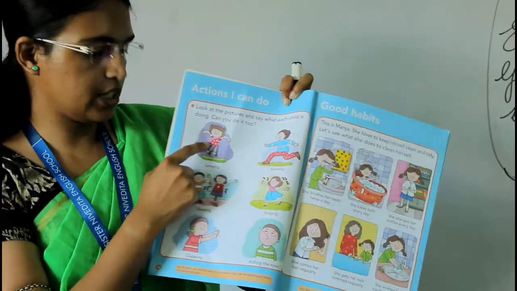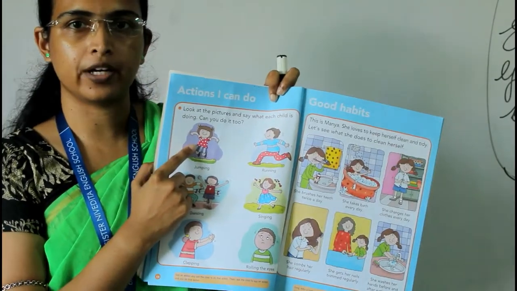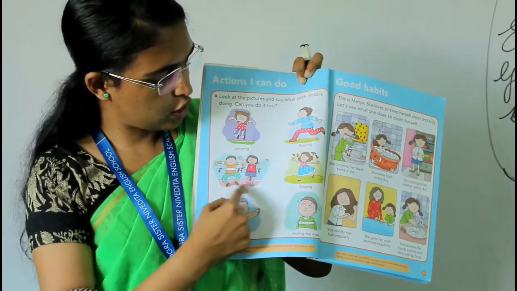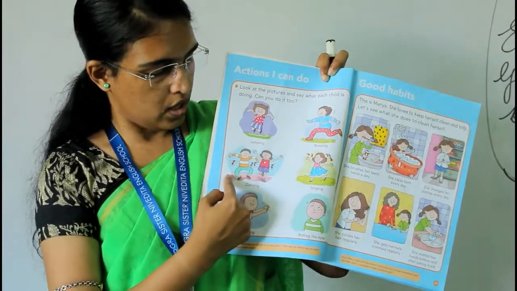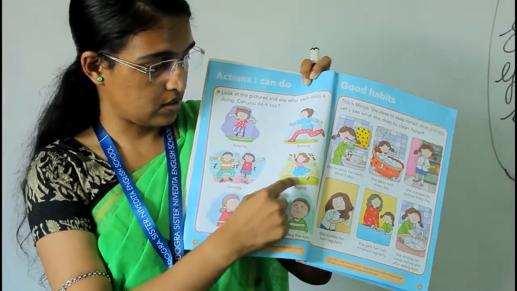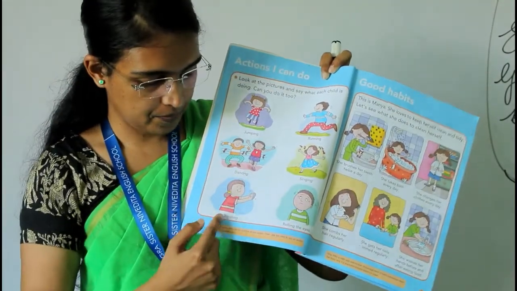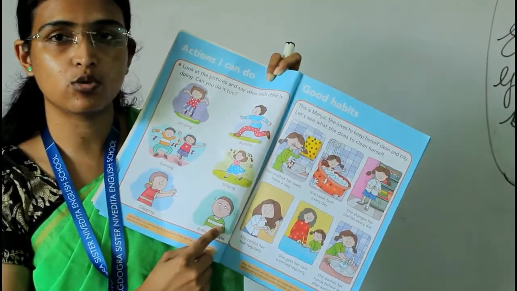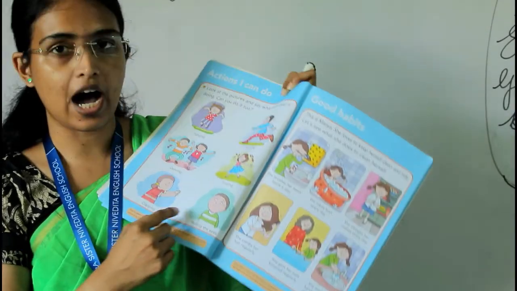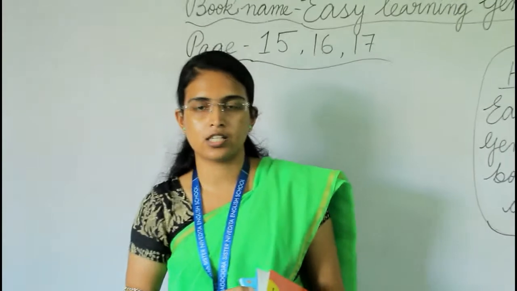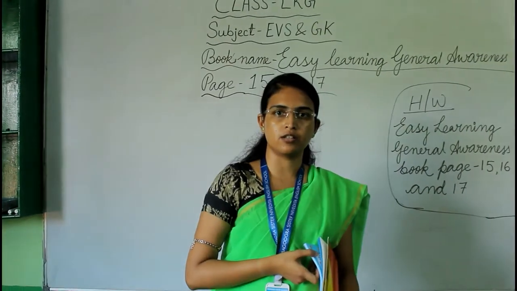Like this girl, what is she doing? She is jumping. And this boy is running. These two, what are they doing? Dancing. This girl is singing. This girl is clapping. And this boy, what is he doing? He is rolling his eyes. So can you do these things? Yes. Do you want to do these things?